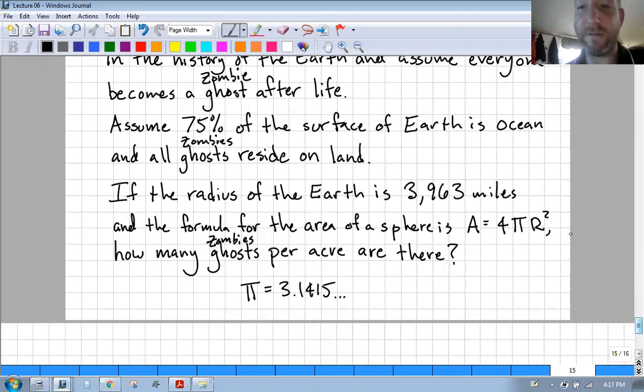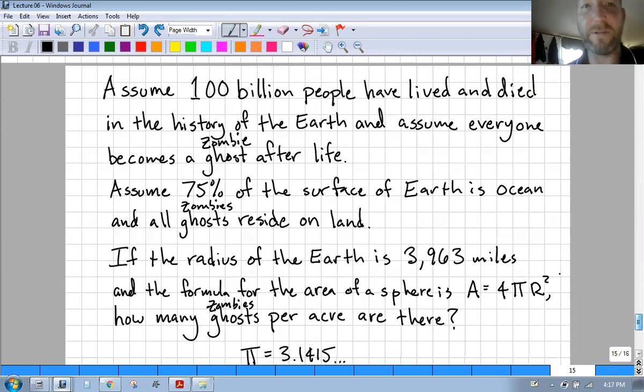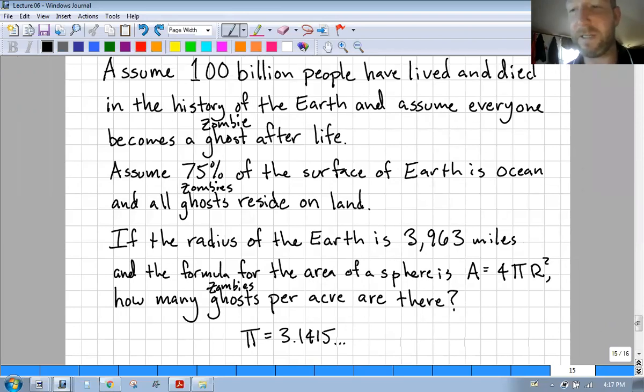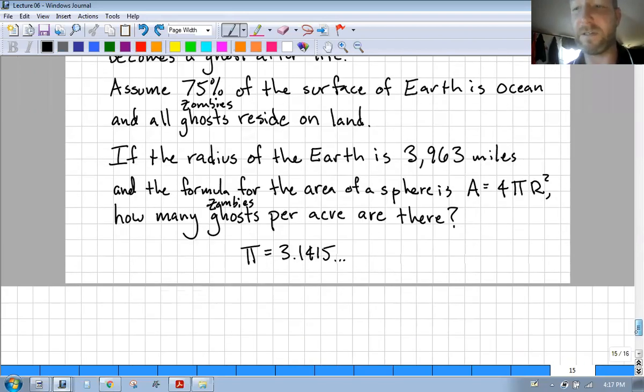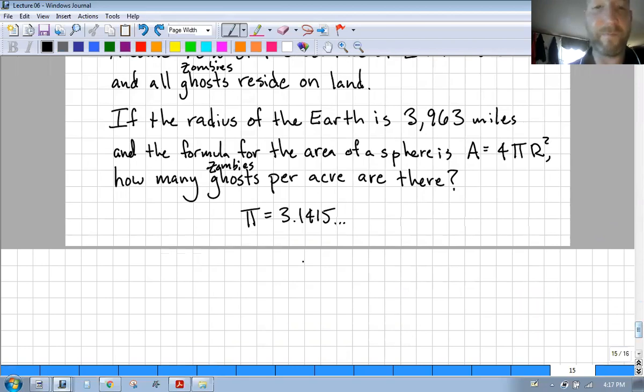First, we'll find out the area, the whole surface of the earth, and it's going to be in square miles. So we have to convert miles to acres, and that should do it. We're going to have to do percentages here, and since we have 100 billion, we're going to have to use scientific notation. So it kind of hits across everything we've covered.